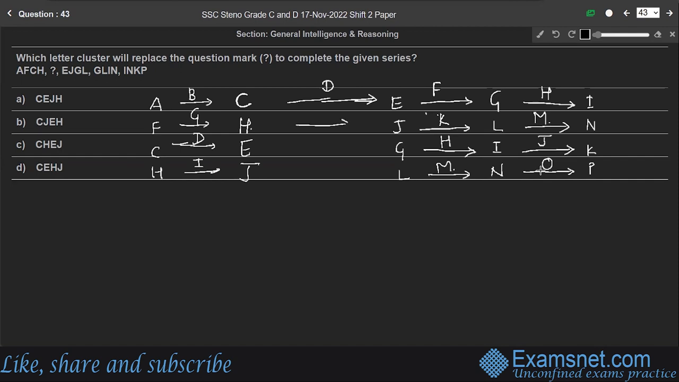You can verify the answer by considering the next cluster. After H, we have I. So the next letter is J. Then after E, we have F. The next letter is G. After J, we have K. The next letter is L. Therefore, the second cluster is CHEJ. So CHEJ, option C.